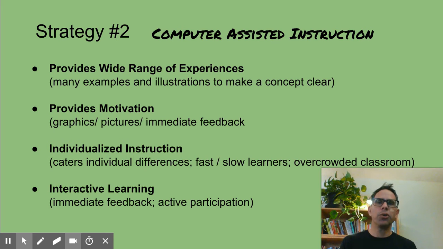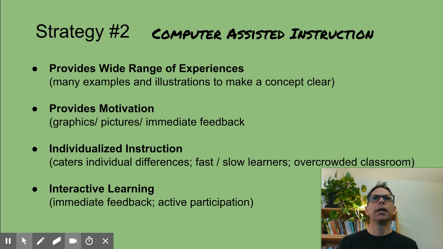Strategy number 2, computer-assisted instruction. I use a couple of computer apps, and first I've outlined the benefits from that, a wide range of experiences. Those computer apps can give them a lot of examples and illustrations to make a concept clear, just much more multidimensional than a teacher explaining it. It provides motivation through graphics and pictures. It gives them immediate feedback, sometimes hard to do in a regular classroom, where they do a problem and it immediately tells them, are they right or wrong?